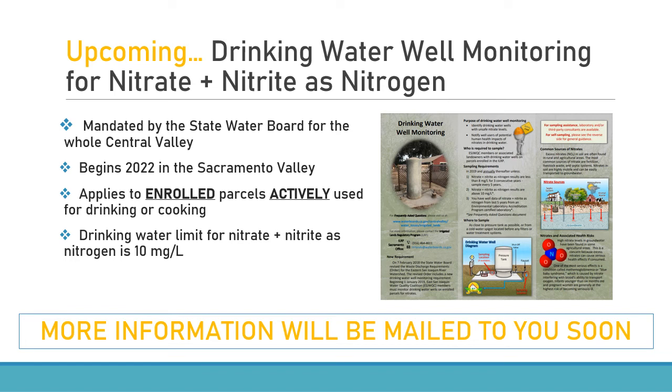The Drinking Water Well Monitoring Program requirement is one example of how the focus of the water boards has shifted from surface water to groundwater in the past 5 years. The coalition is working on another outreach video to help members understand this shift, the drivers behind it, and what it means to a grower in the Sac Valley and the coalition as a whole.